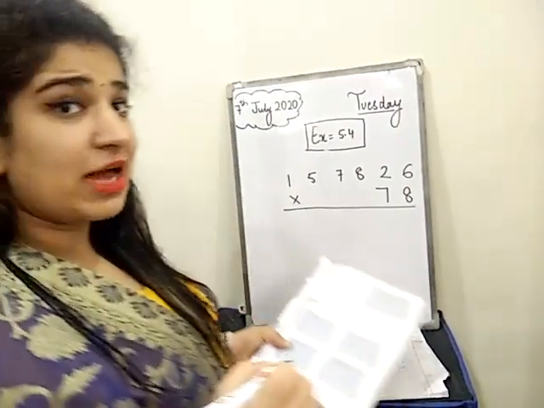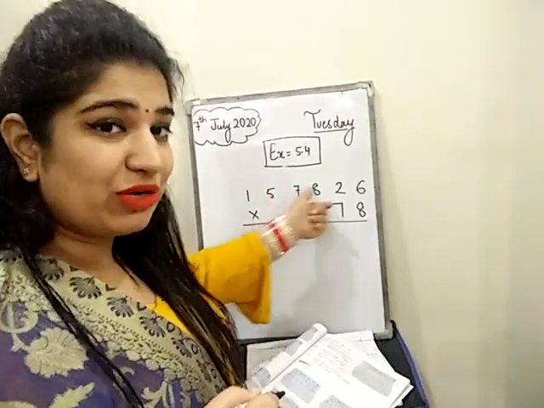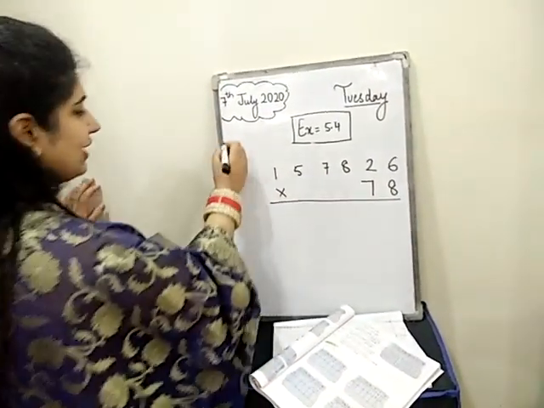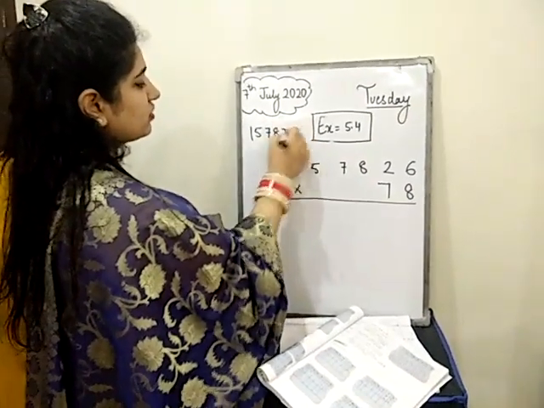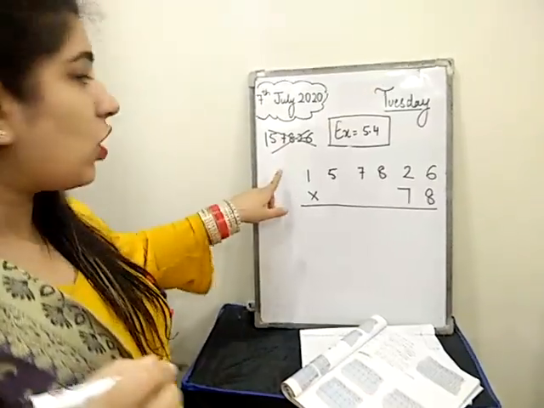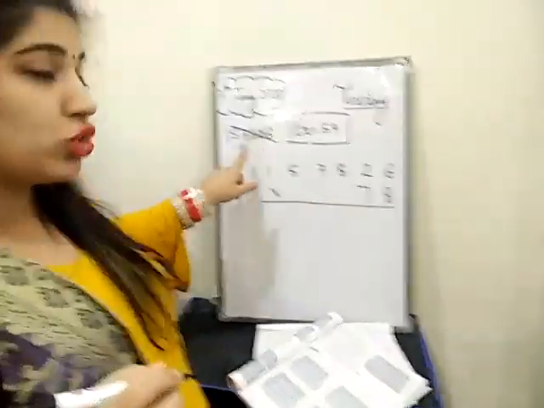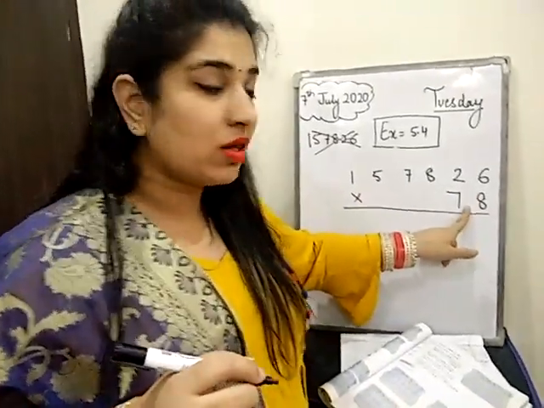So you all must have observed that I have left space between the digits. Same you will also do. You will not write the digits close together, because it will create a mess when you multiply these two. So don't write like this. You must leave this much gap between the digits.